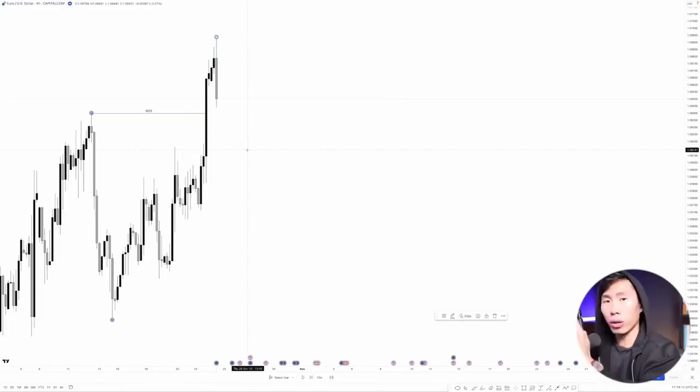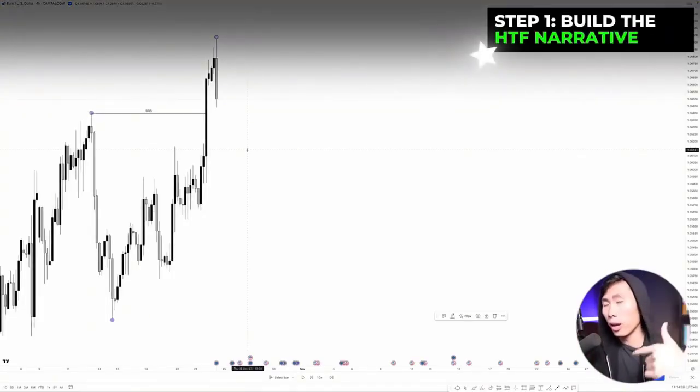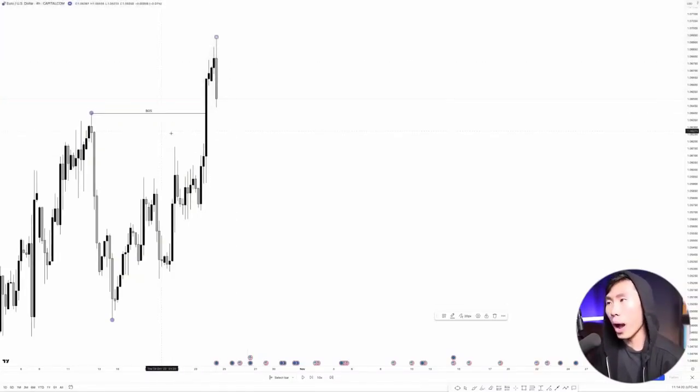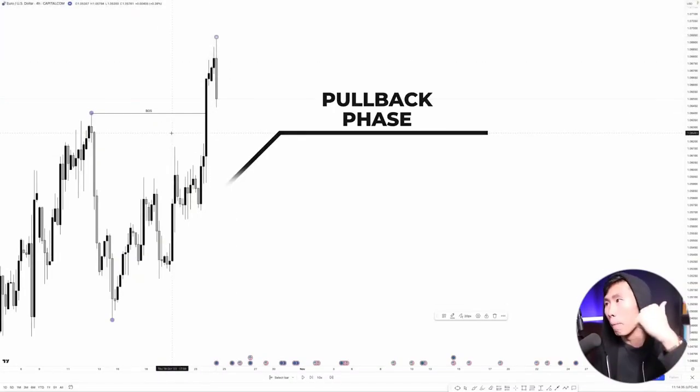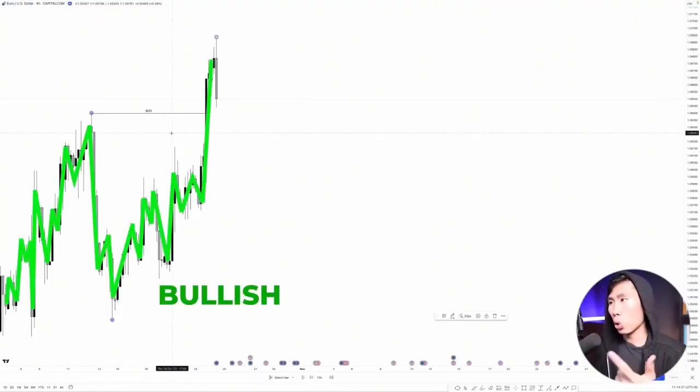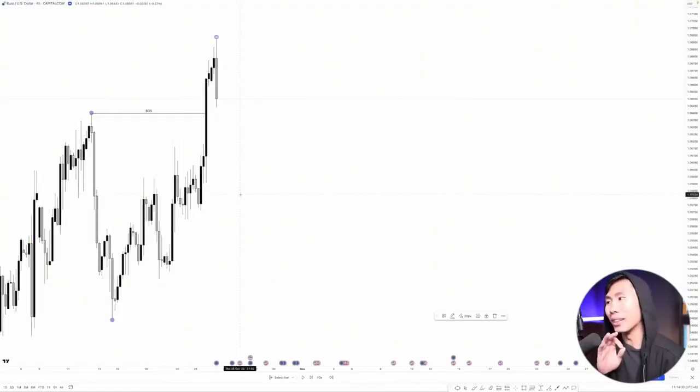And right now, we are still on the 4-hour time frame. We haven't dropped down to the 15-minute time frame to look for our entry yet because price has not gotten into our zone. Actually, no, we haven't even marked up the zone yet. We are still on the 4-hour time frame, observing what price is doing. Step 1, building the higher time frame narrative. At this point, we know that we are officially in a pullback phase and price is in a bullish uptrend, so we want to enter for a buy at a demand zone.